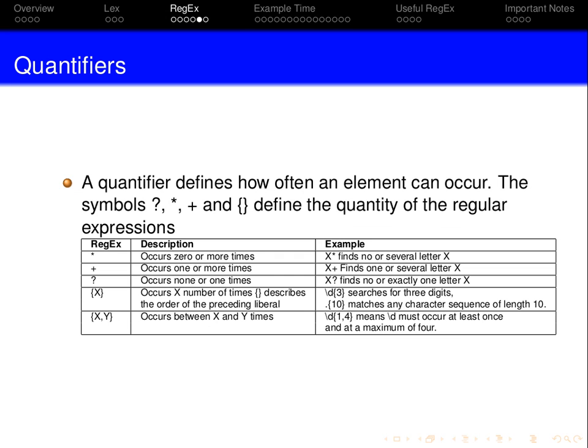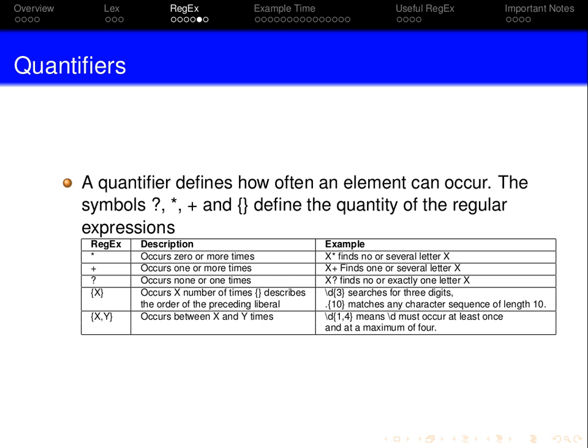Quantifiers do exist in Lex. This specifies how many of something. So you have your specifier of what characters, then you can follow it with a quantity of how many of those need to exist. The star, or I like to call it the splat, means zero or more times. Plus means one or more. Question mark means none or one, so like a Boolean expression, it's either in there or it's not. Think of an optional flag to set.